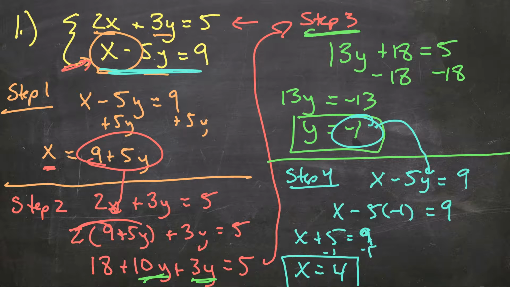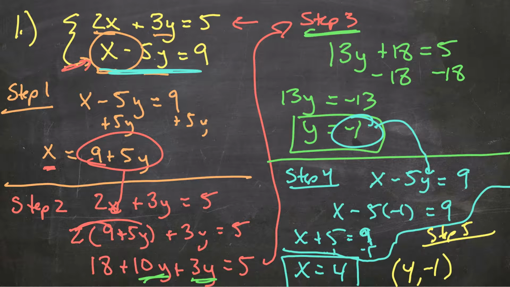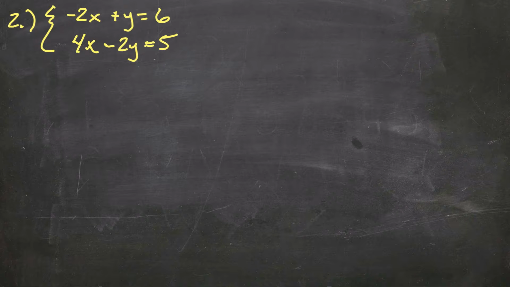Alright? Now step 5 says that you have to take those two answers, you have two number answers, and you have to write it as an ordered pair. So step 5 says that you're going to have 4, negative 1 is the solution. And that's it. That's your answer. All right, 4, negative 1 as an ordered pair.